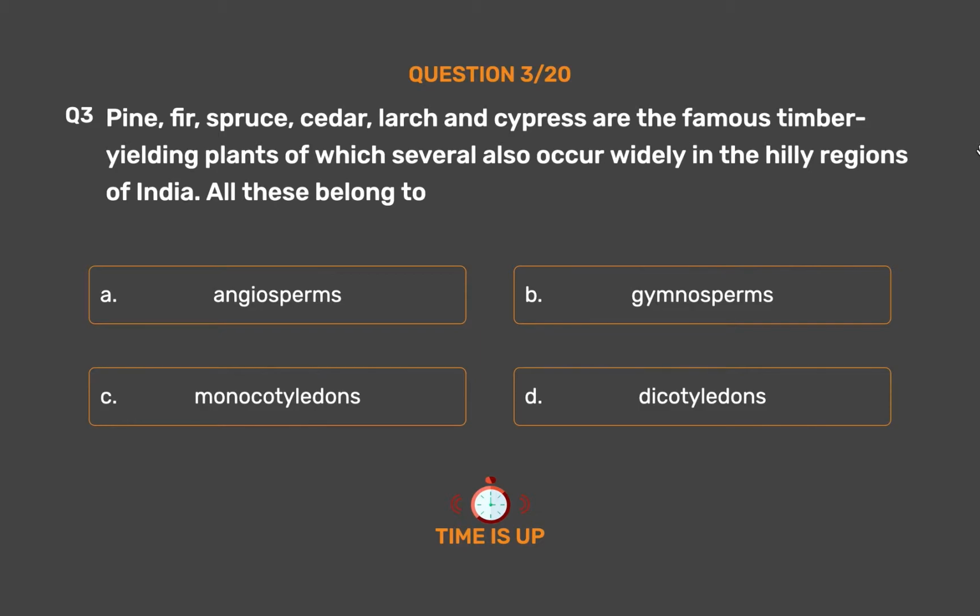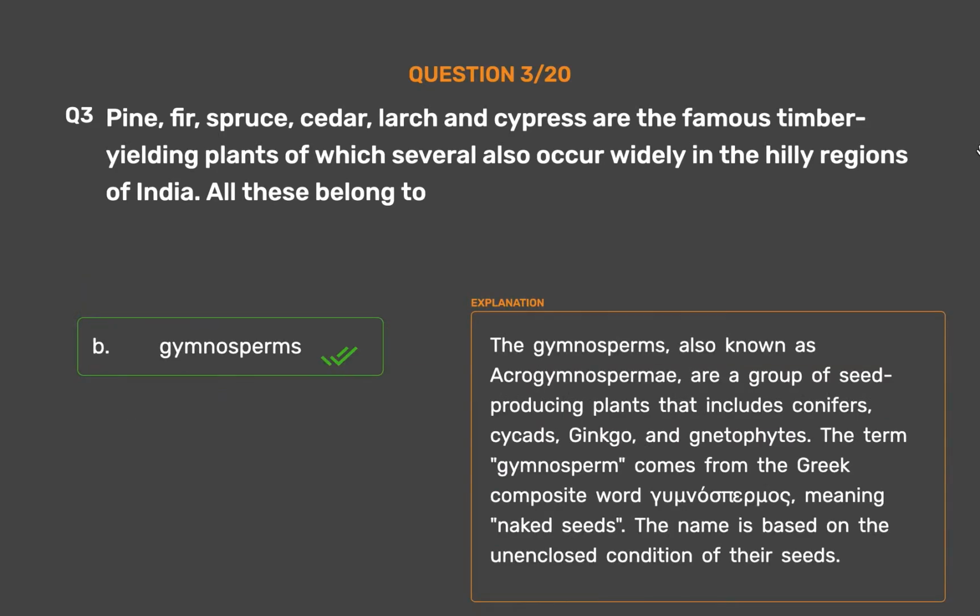The correct answer is Option B. Gymnosperms. The gymnosperms, also known as Acrogymnospermae, are a group of seed-producing plants that includes conifers, cycads, ginkgo, and gnetophytes. The term gymnosperm comes from the Greek composite word meaning naked seeds. The name is based on the unenclosed condition of their seeds.